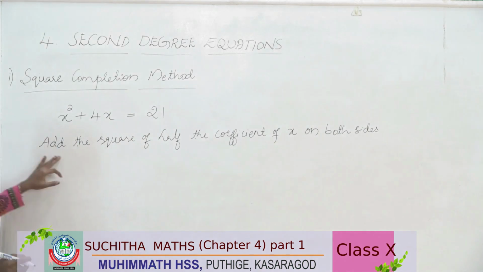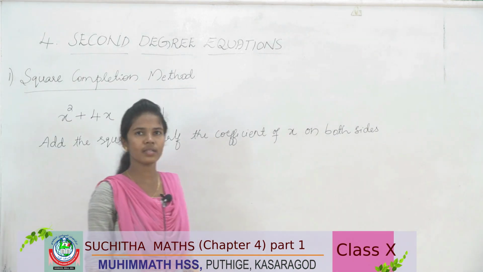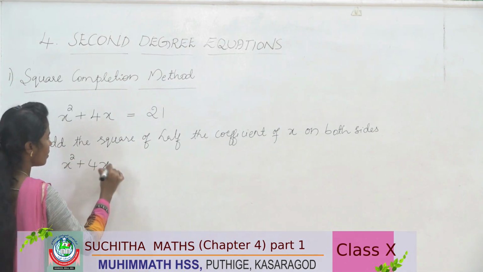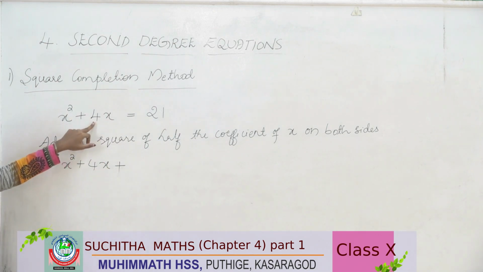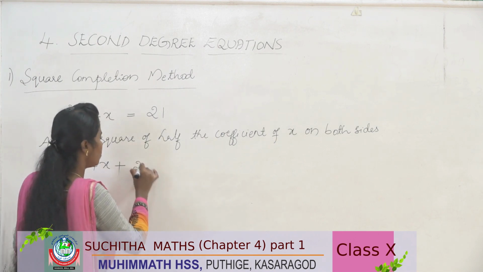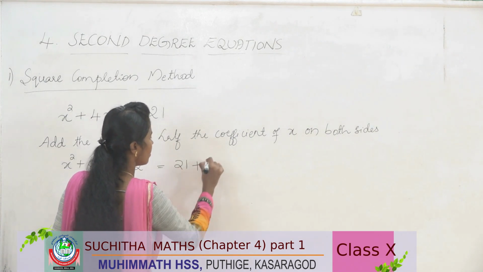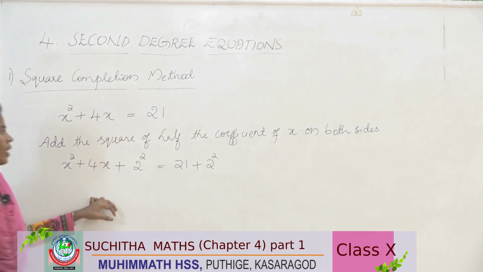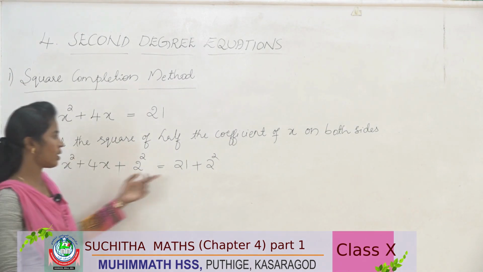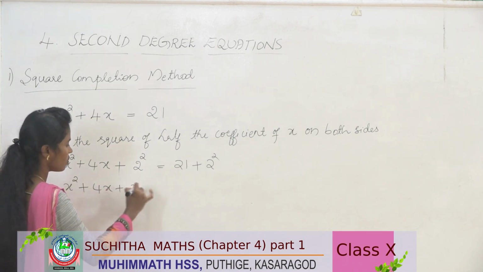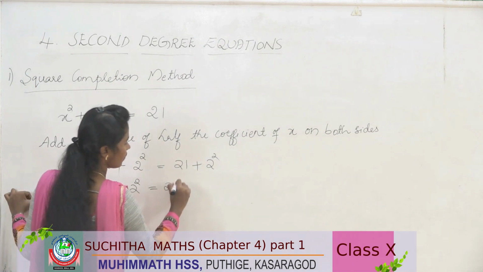In the next step, add the square of half the coefficient of x on both sides. So here x square plus 4x plus, half of the coefficient of x is 4 by 2, its square is 2 square, equal to 21 plus 2 square. We have to add the square of half the coefficient of x on both sides, that is x square plus 4x plus 2 square equal to 21 plus 4.